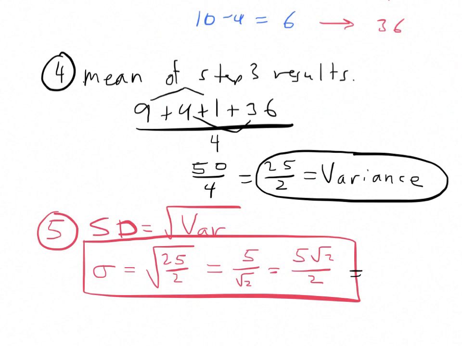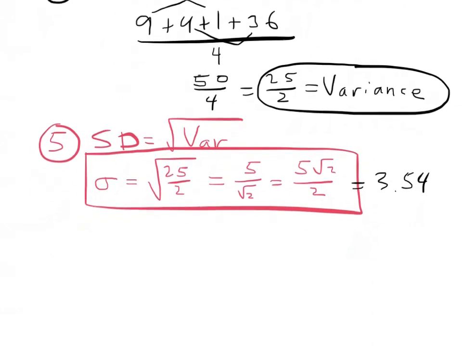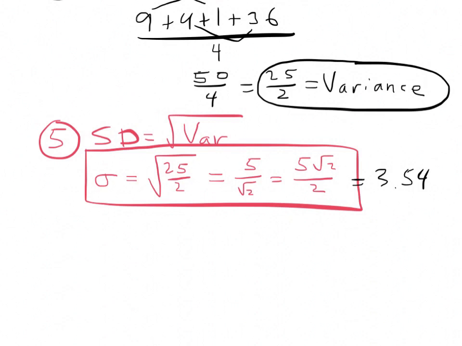This number, if you use a calculator, is 3.54. What I'm about to say is not strictly speaking correct, but it's close. Our data was 1, 2, 3, 10. My mean was 4. It sort of means that on average, these data points are about 3.54 away from the mean. Again, that's not exactly what it means, but it gives you a sense for how spread out your data is. If the standard deviation is higher, it means that on average your scores are far apart. If your standard deviation is small, it means that on average your scores are close together.